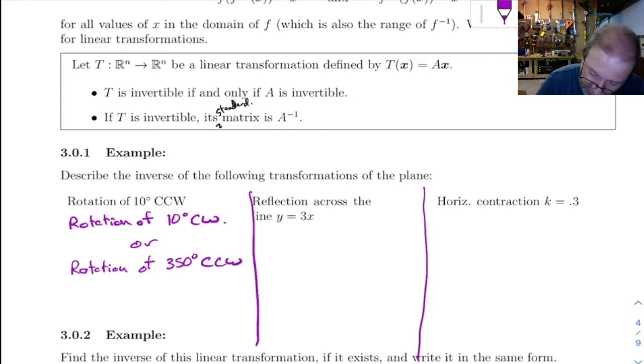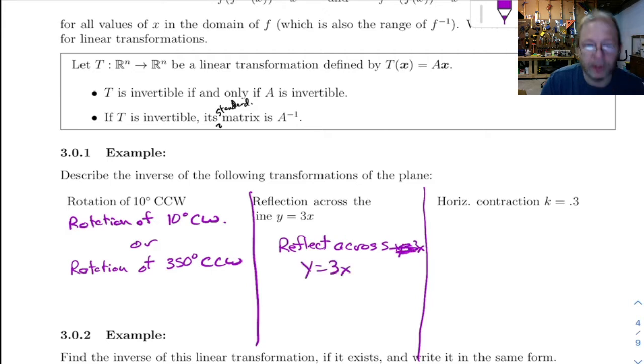All right, reflection across the line y equals 3x. Well, reflections are interesting because if you reflect the plane over a line, to get it back to the original state, you just flip it back over that line again. So the inverse of reflection across the line y equals 3x would be reflect across y equals 3x. So that's kind of interesting. Reflections are all their own inverses.